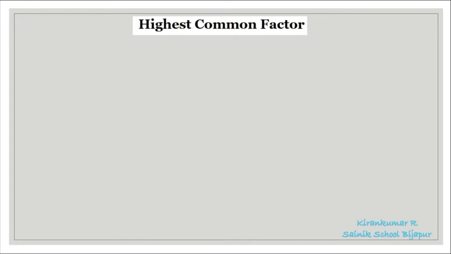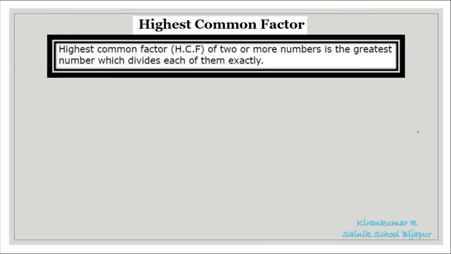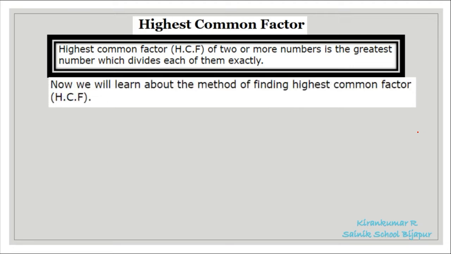Highest common factor of two numbers or more than two numbers is the greatest number which divides each of them exactly. Now we shall learn about the methods of finding highest common factor. We follow certain steps for finding the highest common factor. Let's see what are they.